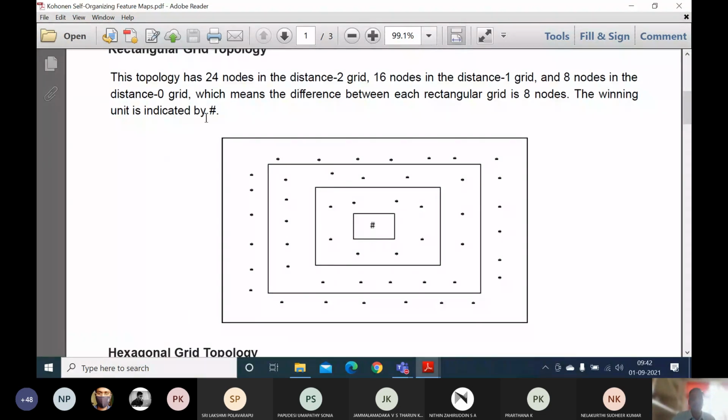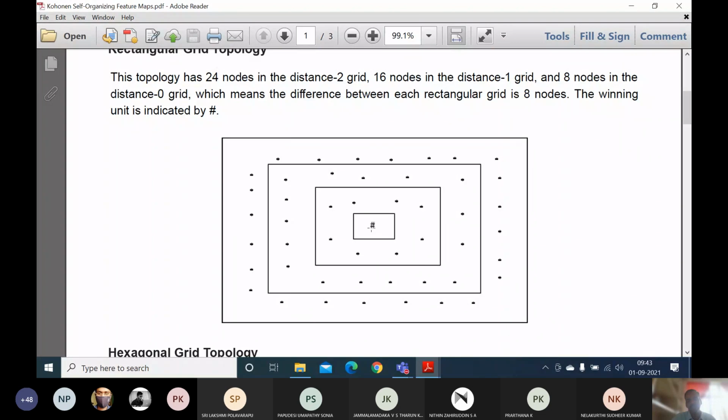In the case of rectangular grid topology, it has 24 nodes in the distance of two grids, 16 nodes in the distance of one grid, and 8 nodes in the distance of 0 grid. See here, 1, 2, 3, 4, 5, 6, 7, 8. So this may be considered as 0 grid. So I have only 8 nodes, and 16 nodes in grid number 1. So 1, 2, 3, 4, 5, 6, 7, 8, 9, 10, 11, 12, 13, 14, 15, 16. So 16 nodes in grid number 2. And 24 nodes in grid number 3.